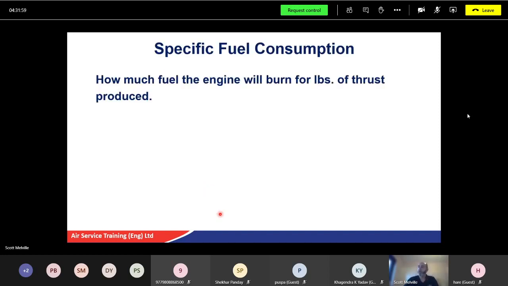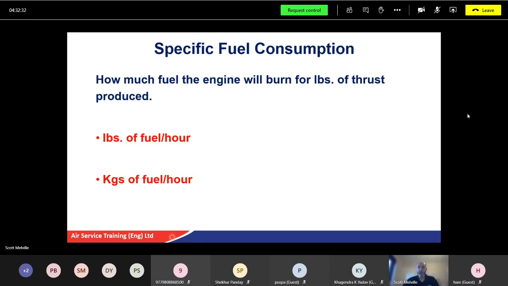Okay. Specific fuel consumption. What is that? That's basically how much fuel the engine will burn for pounds of thrust produced. In other words, the less fuel we burn to get the same amount of thrust, the more efficient that engine will be. Yeah. Best in pounds of fuel per hour, it's over time, or it could also be in kilograms of fuel per hour as well. Again, it just depends on the make of aircraft you've got and the indication on the gauge, but usually pounds or kilograms of fuel an hour.